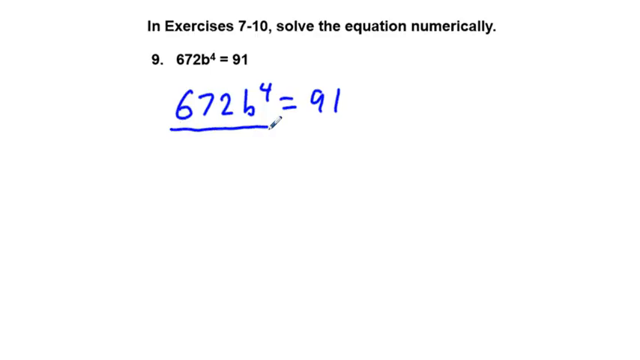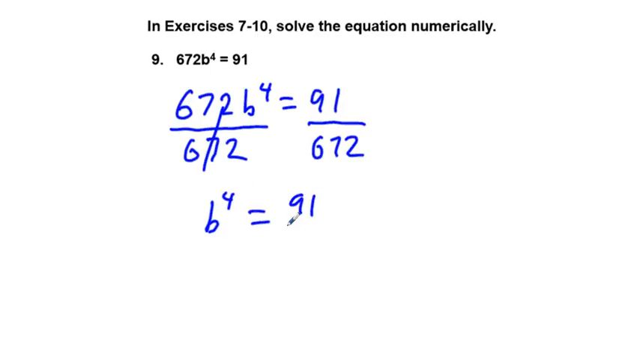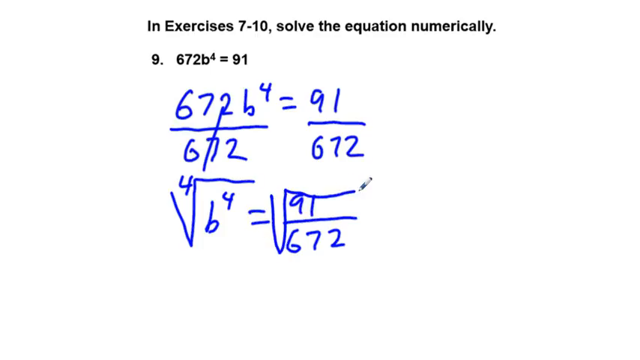Okay, and number 9, we have 672 b to the 4th power equals 91. We do the same thing we did for problem number 7. We divide both sides of this equation by 672. So we have b to the 4th power equals 91 over 672. And to undo the b to the 4th power, we take the 4th root. So b equals the 4th root of that, and again, we have an even numbered root, so we are going to have a plus or minus.